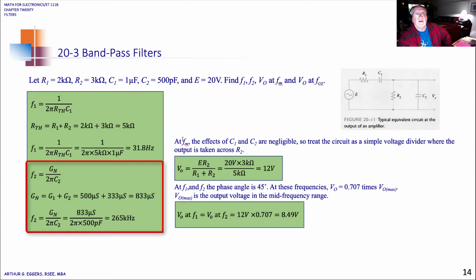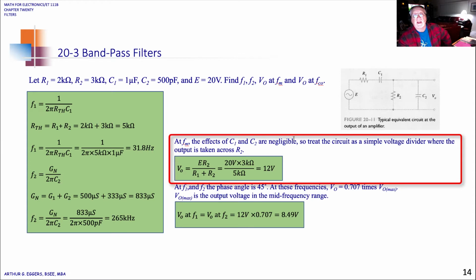Okay, so at the band of frequencies F sub m, the effects of C1 and C2 are negligible, so we treat them as a simple circuit where we only have the resistors, so we can treat it like a simple voltage divider, where the output is taken across now R2, because C1 and C2 are in essence negligible. That just means that their resistance is gone. So we end up with an output voltage of 12 volts based on the values that we were given.